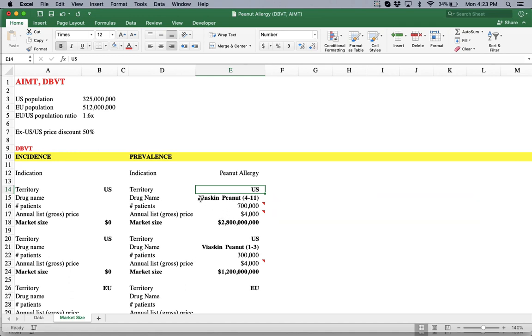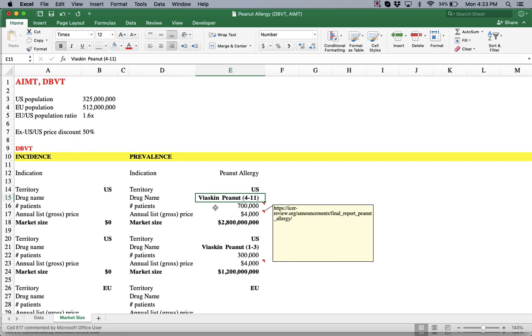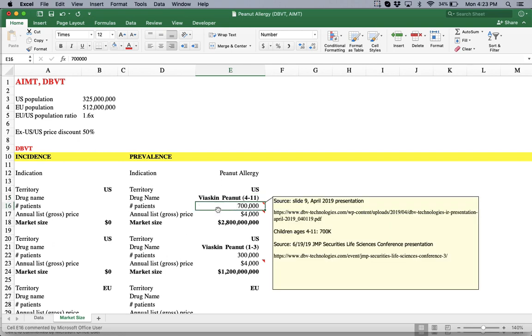So for the first candidate, we ask in peanut age 4 to 11, we have that 700,000 patients get treatment or have a peanut allergy. And so this number can come from a couple of different places. First, I would check the company's investor presentation, because sometimes they lay it out there. You can also check the company's 10K and 10Q filings, or you can use a third-party source, such as maybe some sort of health organization that puts out a research report on this disease, or WebMD or Wikipedia or any of those types of sources.